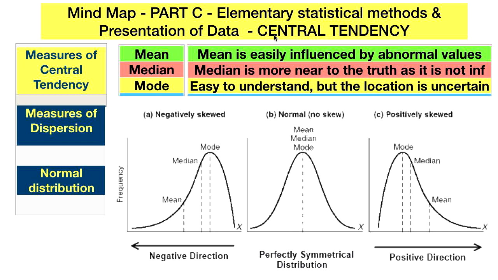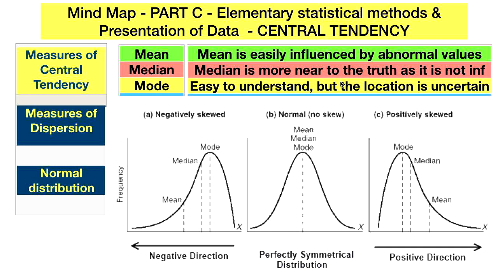Measures of central tendency. So we have 3 measures of central tendency: mean, median and mode. Mean is easily influenced by abnormal values. We all know mean is the average of the variables, and it is easily influenced by abnormal values. Why? Because if you have 100 variables between 100 to 200, and we have one variable that is 10,000, then what will be the mean? Suppose between 100 to 200 the mean may be something around 150, but only because of one data, that is 10,000, the mean will go up to sometimes even 2,000, 3,000 like that.